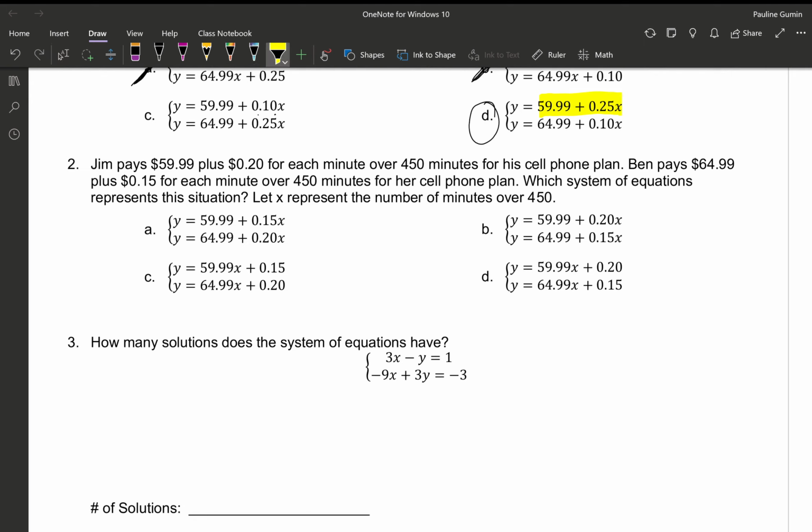Let's begin with Jim. Alright, so Jim has $59.99, so he has to pay that no matter what, plus 20 cents over each minute. That means I should have $59.99, a plus sign, and then a little X next to the 20. I see that option happening only in letter D. No. My bad, I meant to say letter B. Letter B, not letter D. $59.99 plus 20 cents per minute.